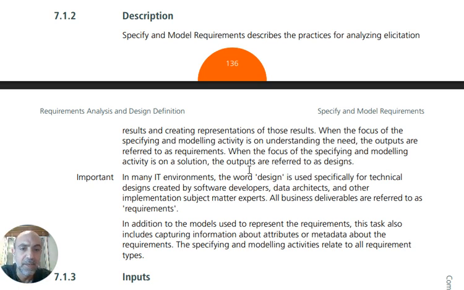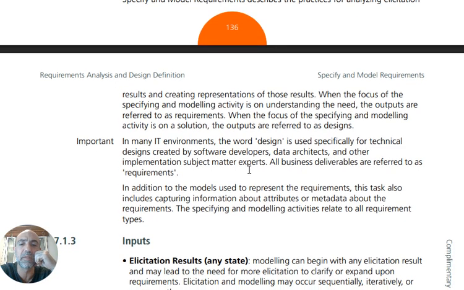So when the focus of the specifying and modeling activity is on a solution, the outputs are referred to as designs. That's what I was trying to search for earlier. When the focus is on the need, the output is referred to as requirements. When the focus is on the solution, not the need, the output is referred to as design. Because at one point we're trying to understand what we're supposed to do, and at another point we're designing what we're thinking about.